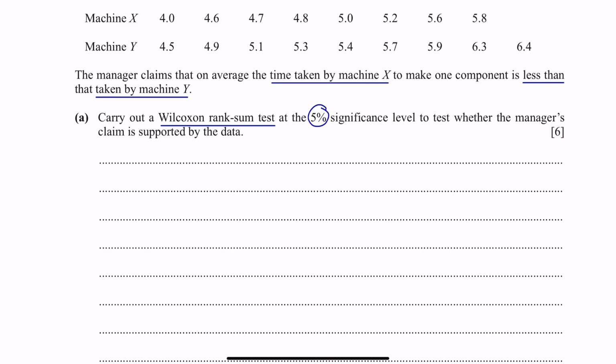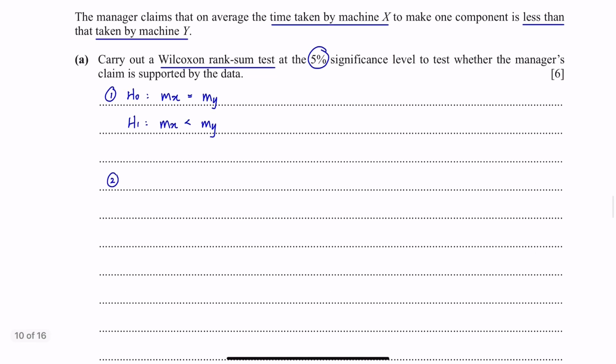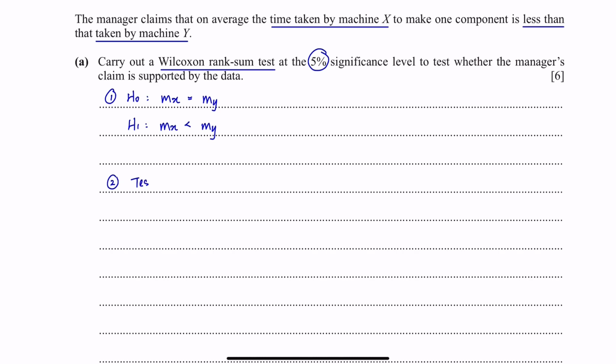So first step, we have our H0 and H1. H0 would be the median of X equals the median of Y. And H1 would be the manager's claim, which is MX is less than MY. Okay, so step 2, we need to find the test statistic.